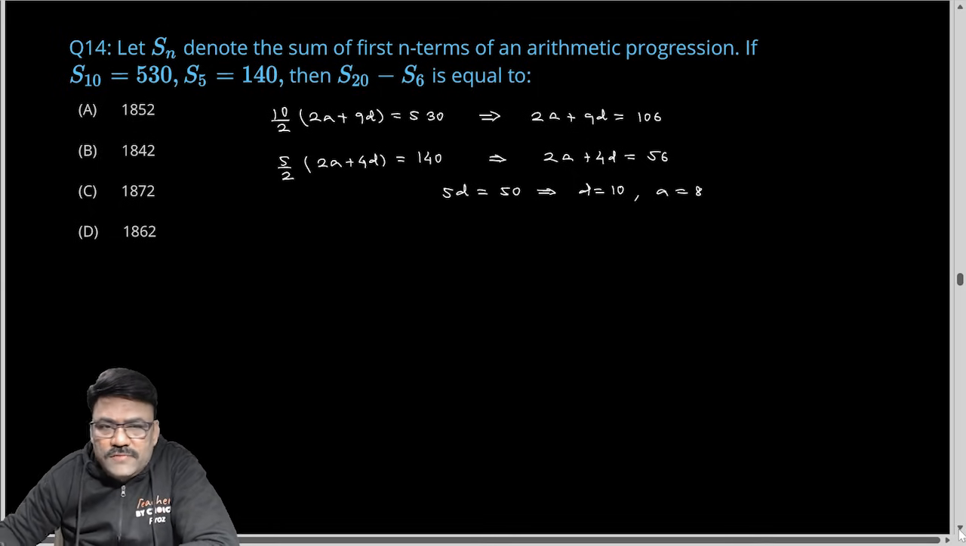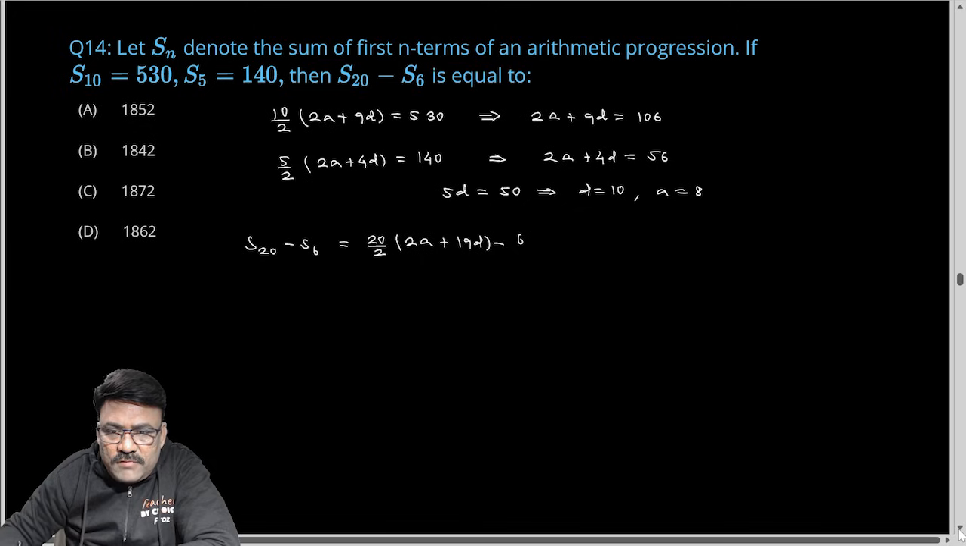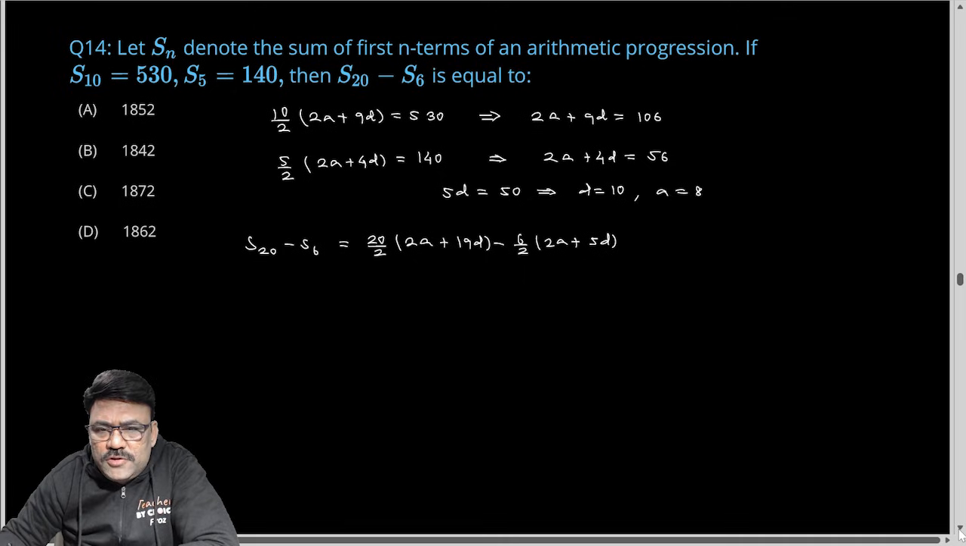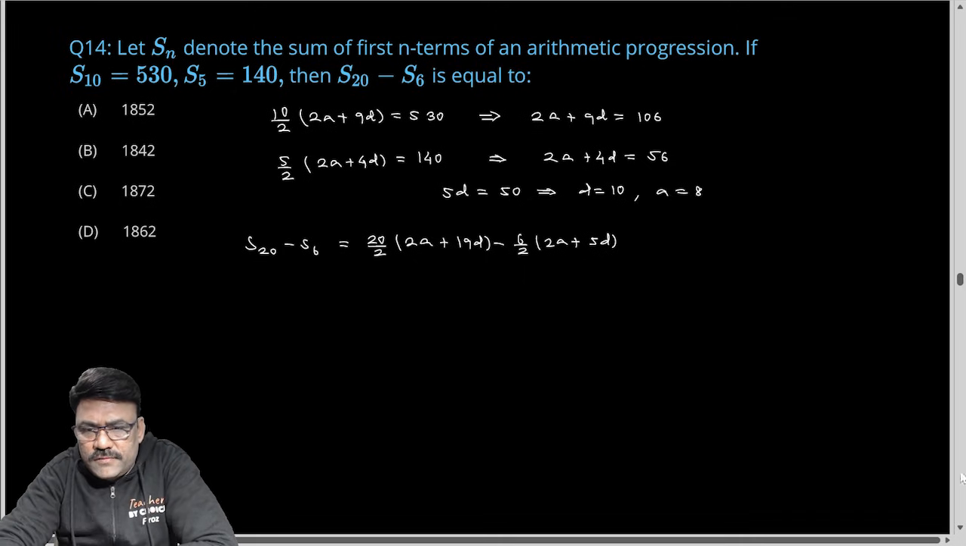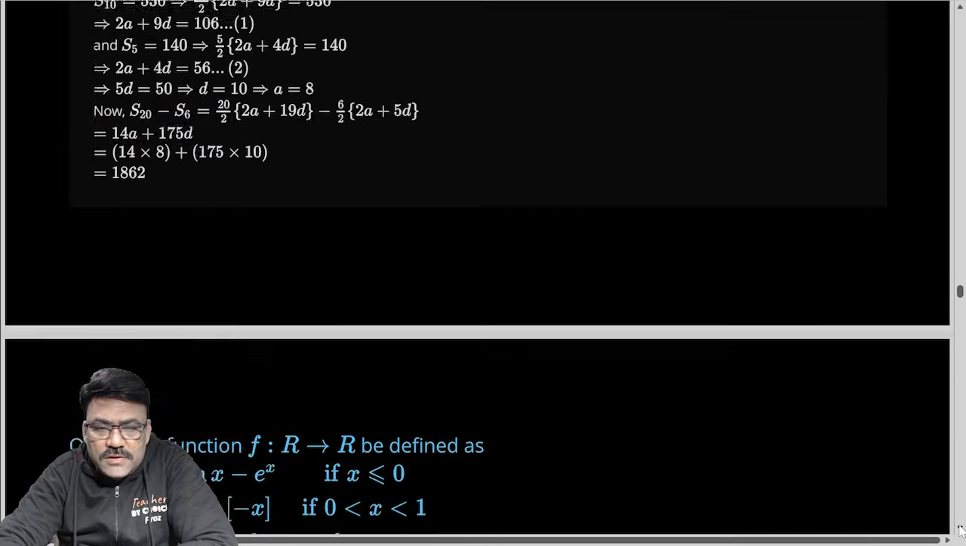Now a is 8, d is 10. What are they asking? They are asking S20 minus S6. S20 will be 20 by 2 into (2a plus 19d), and S6 will be 6 by 2 into (2a plus 5d). Just substitute the values of a and d, you will get your answer. So when you substitute a and d, ultimately 1862 is the correct answer.